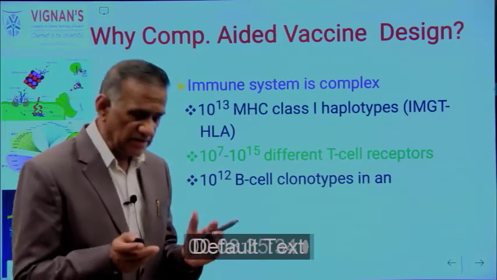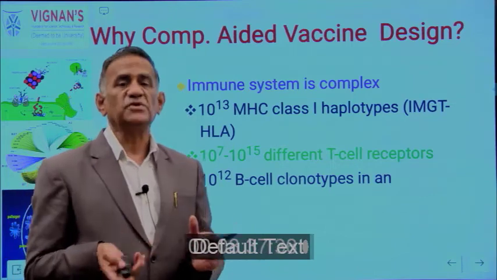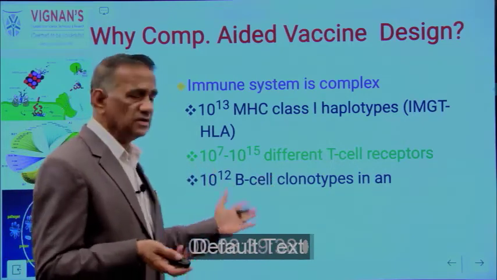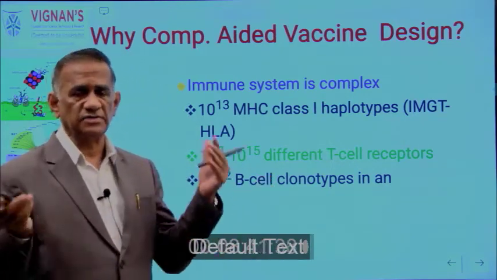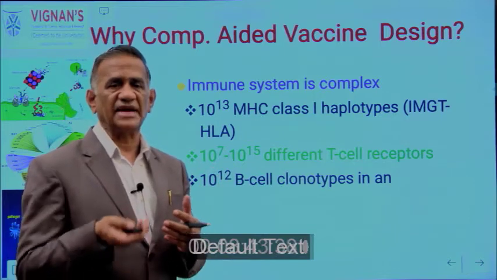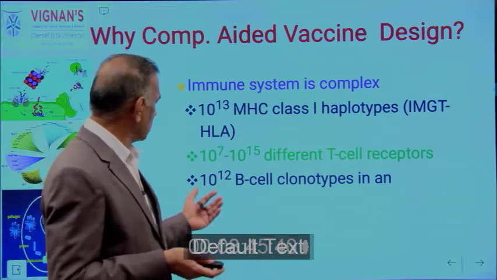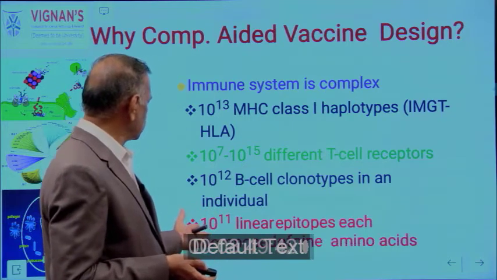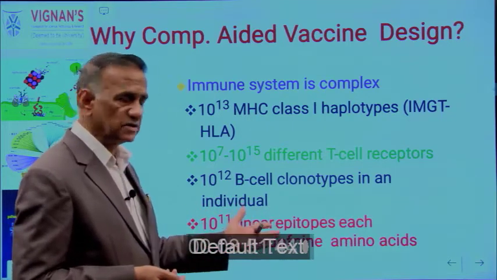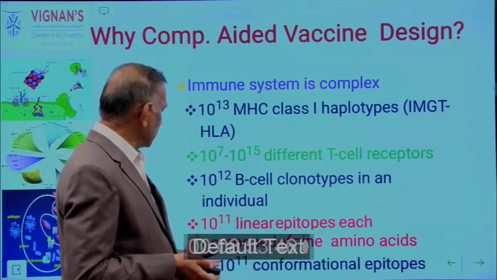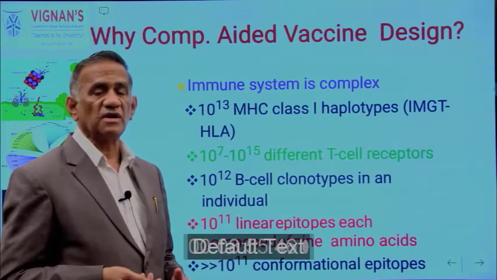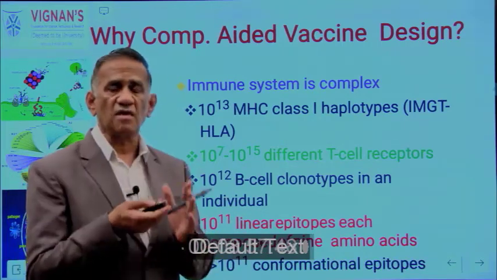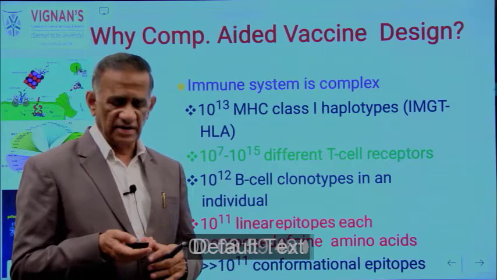If everybody speaks of boosting the immune potential, boosting of the immune potential is only having good many number of B cell clonotypes against the pathogen. Then linear epitopes, that is sequential epitopes, 10 to the power of 11, and conformational epitopes, 10 to the power of 11. These numbers are far greater compared to the DNA sequences.